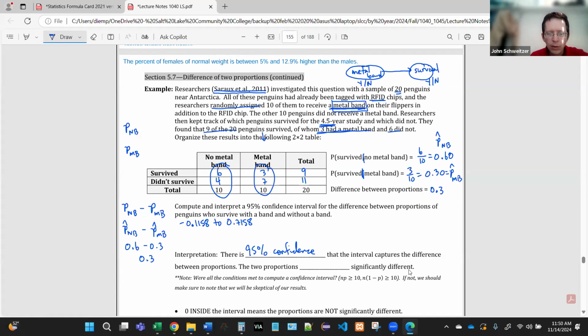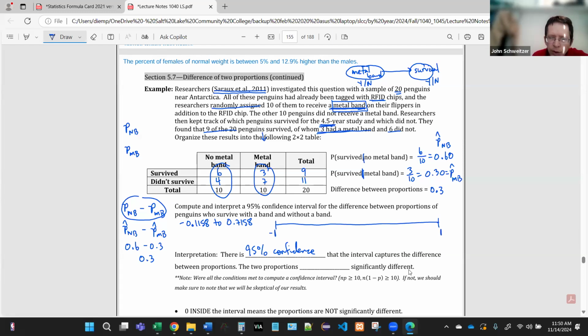Okay, so the two proportions are or are not significantly different. Well, let's think about what this interval is doing. It's trying to capture the difference between the 2 survival rates, right? Let me give you a silly interval first. It's got to be between -1 and 1, right? Because these are proportions. The least it could be is if all of the no metal band penguins died and all of the metal band penguins survived. That would give us -1.